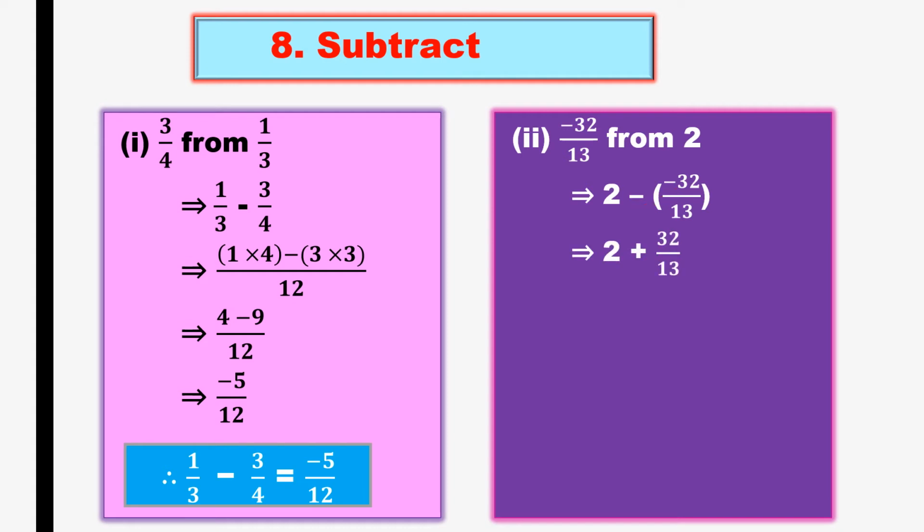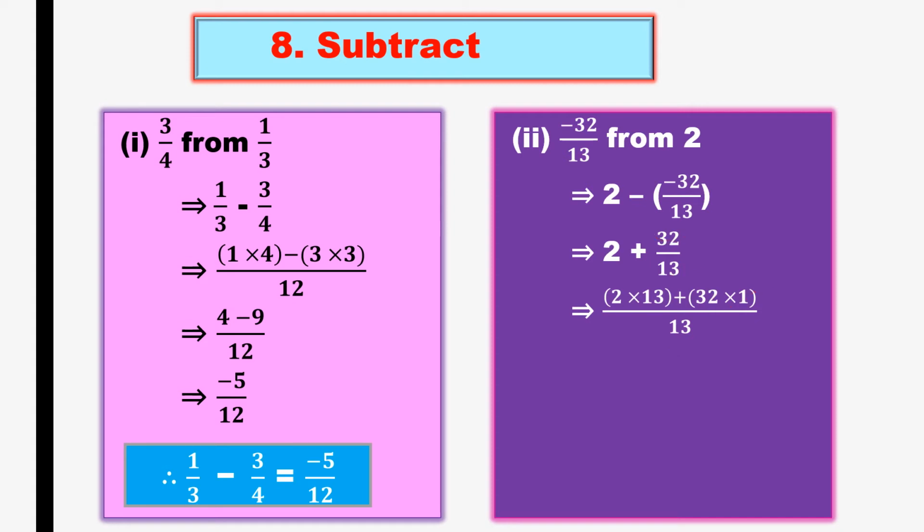Now take the LCM. How can we take the LCM here without a denominator? Here we should put the denominator as 1. The LCM of 13 and 1 will be 13. So in the 1 table, 1 goes 13 times, so 13 into 2. Plus, in the 13 table, 13 goes one time, so 1 into the numerator is 32.